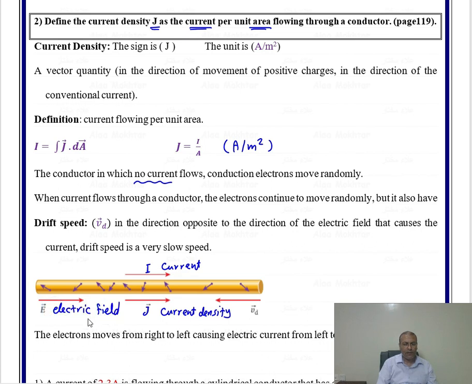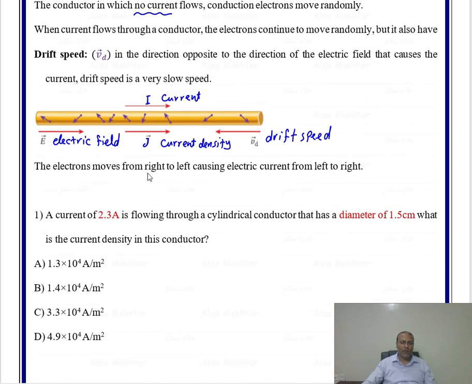Electric field makes positive charge move to the right, and electric field makes negatively charged particles, or electrons, move to the left. Electrons move with a very slow speed called Vd, or drift speed, or drift velocity. Current and current density are in the same direction as the electric field, opposite to the drift speed. In this figure, the electron moves from right to left, and conventional current moves from left to right, in the same direction as the electric field and current density.